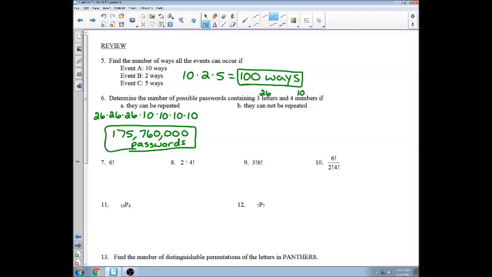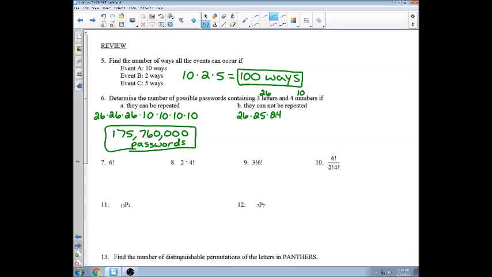Okay? Now, if they cannot be repeated, every time that I use a letter, it goes away. It's like I chuck it out the window. Okay? So if they cannot be repeated, I have 26 letters for my first choice. Say I use the letter A. Now it's gone. There's only 25 letters left in the alphabet. So I'm going to use 25. Say I use B for that. I'll chuck that out the window. Now there's only 24 different options for my letters. So I have 24 choices left.